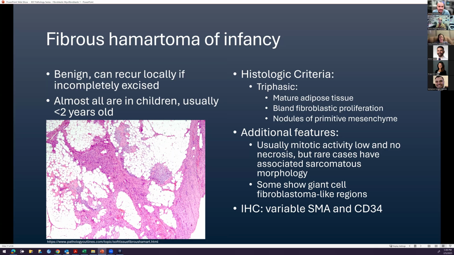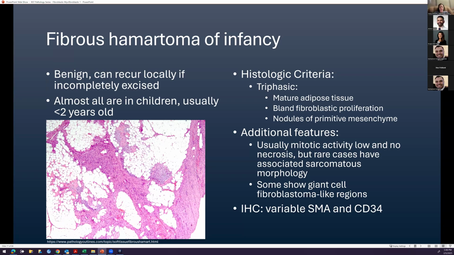Almost all of these are in children younger than 2 years old. They classically have a nice triphasic morphology. So they're composed of adipose tissue, this bland fibroblastic background, and then nodules of primitive mesenchyme. So that's what these are. So fat, fibrous tissue, and then this primitive mesenchyme here, right? These whorls of mesenchyme. There you go. Classic, easy.